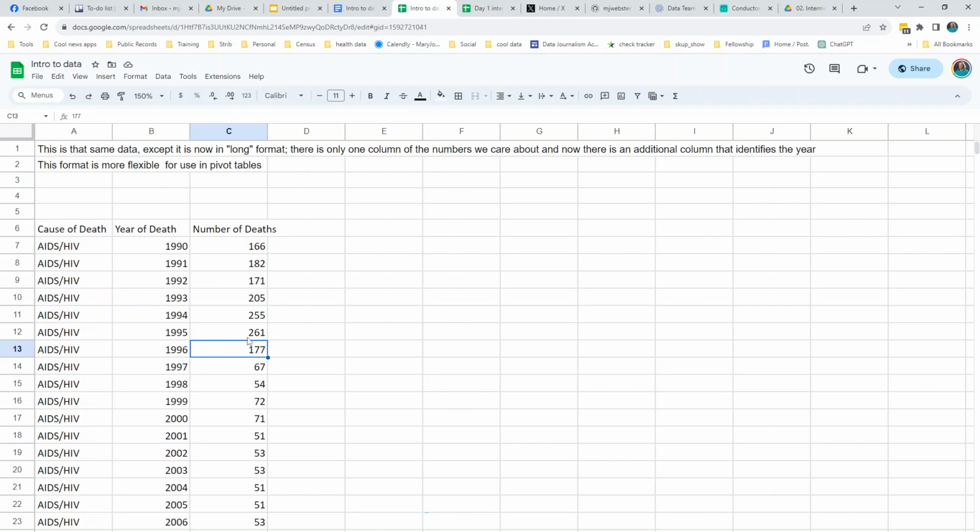And there are ways to switch the data from wide to long or vice versa. And sometimes you might need to do that in order to achieve the analysis you want to do. Just remember, structure is an important thing, and it might be impeding your analysis at some point down the road.